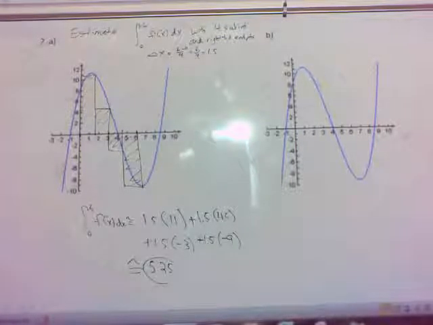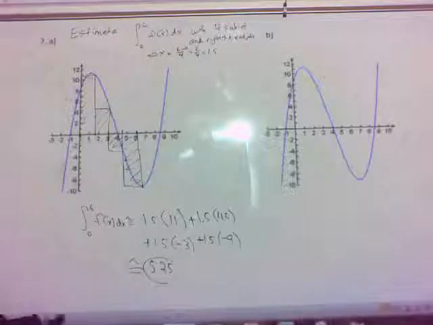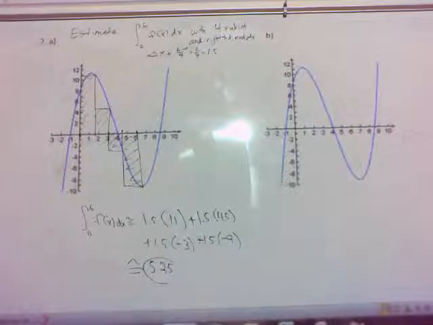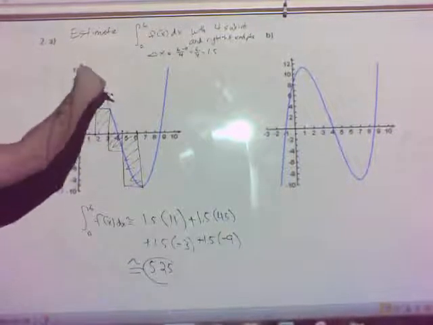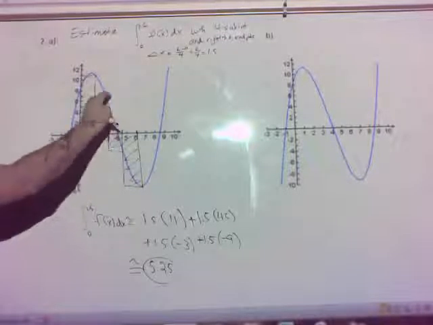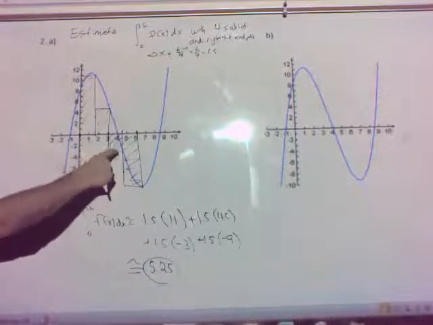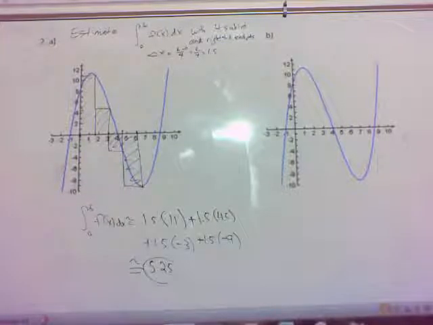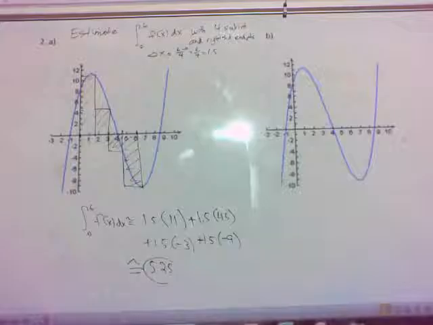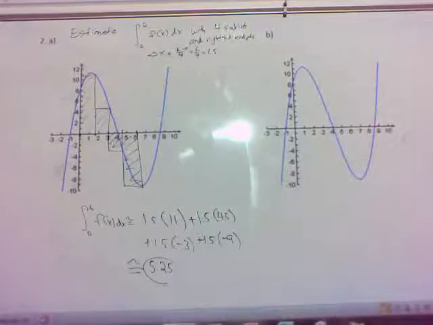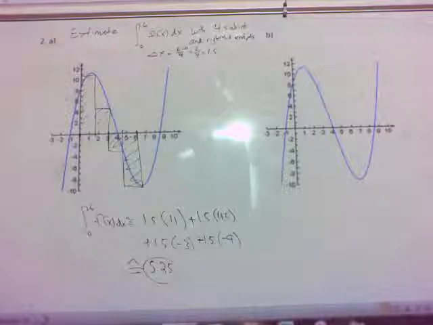Questions or concerns? Yeah, that one would be hard to tell, wouldn't it? Because this one kind of counteracts, so that one's about good, but this one's definitely an underestimate. You have some positive with negative. Yeah, that's what I'm saying. It'd be hard to tell with that one, and they usually won't ask you if it's an underestimate unless it's obvious.